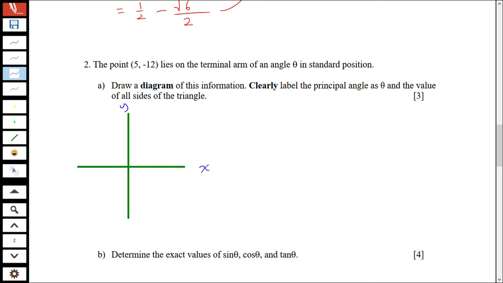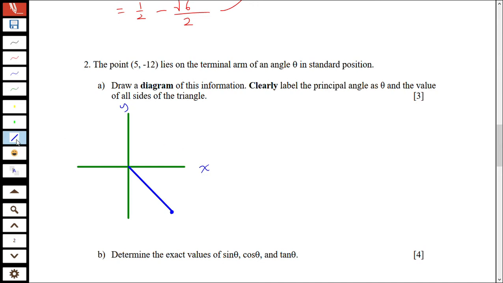So it's going to be positive on the x, so it's going to be somewhere over here, and then it's going to be a negative value of y, so it's going to come down, so it's going to be in the 4th quadrant. And I'm going to draw my terminal arm. So there's my terminal arm, and I'm going to draw my triangle.